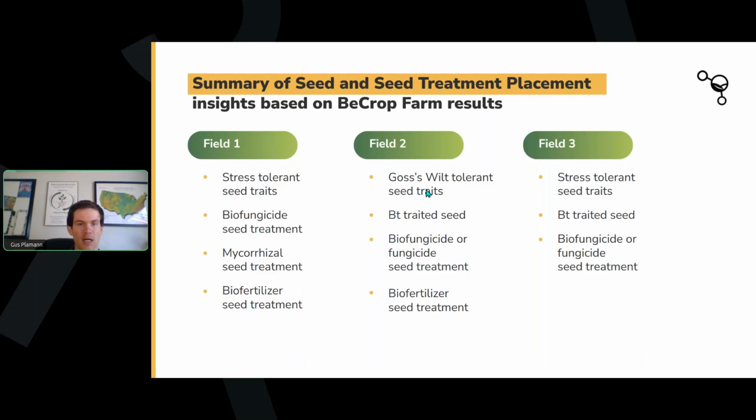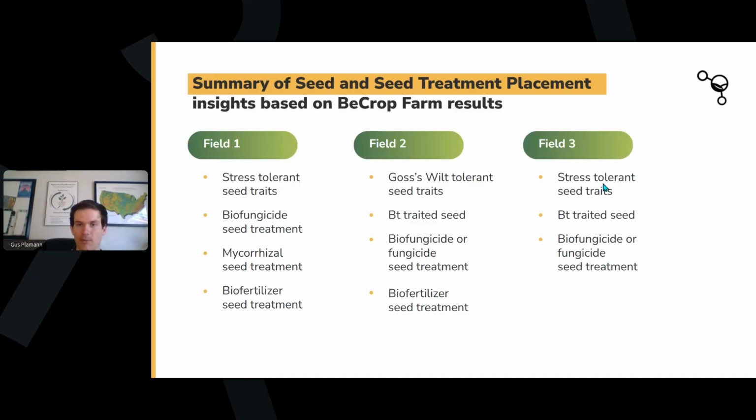Field 2, Goss's wilt had a hot spot there, so a Goss's wilt tolerant seed would be ideal to place. Maybe if possible, factor in or stack a BT trait seed to help deal with insects, because there wasn't really high insecticide agents. So if there are insect pest issues in this field, that could be valuable. Biofungicide or fungicide seed treatment to deal with disease and help bolster the crop's ability to really fight off some of those fungal pathogens. And then biofertilizer seed treatment, again, mainly to focus on that phosphorus cycling deficiency that we just looked at.